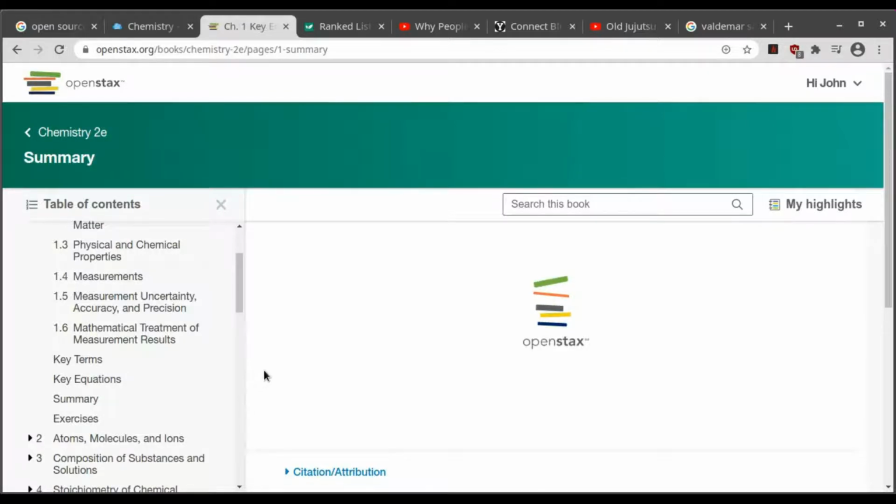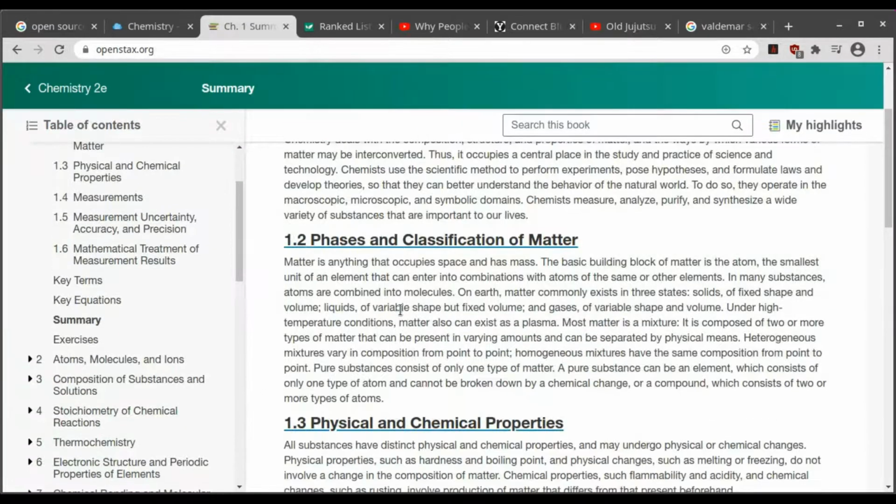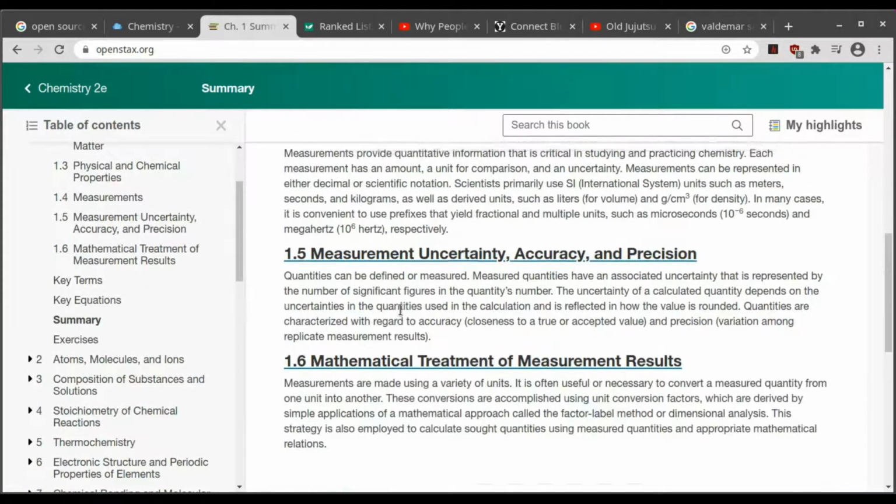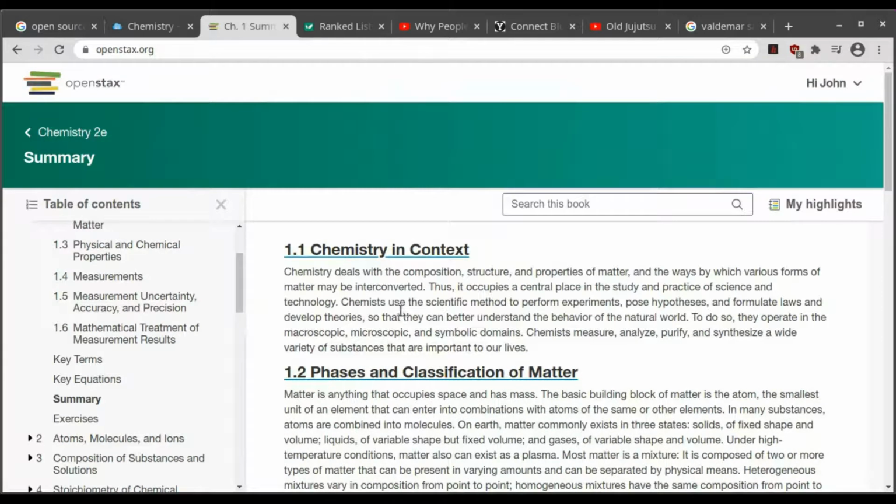Summary just gives you a brief summary of what each of the sections are about. Like the first section, and we'll go through that. Talking about chemistry in context. It says talking about the composition, structure, and properties of matter, and how it occupies a central place in the study of practice, science, and technology.